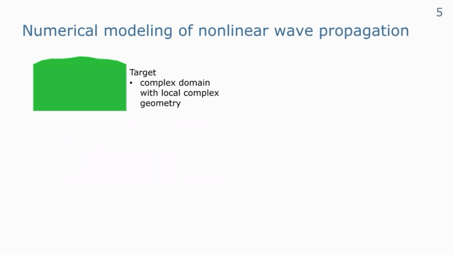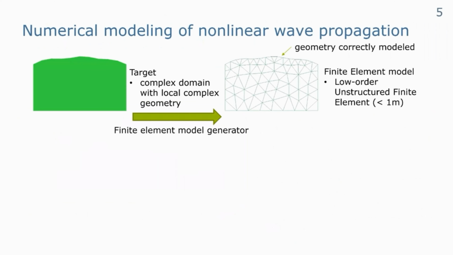Here is the numerical modeling of nonlinear wave propagation. The target is a complex domain with local complex geometry. That's why we want to use the unstructured low-order finite element, because we want to model the geometry correctly. In this finite element model, the element size is less than 1 meter, so this leads to a huge degree of freedom.